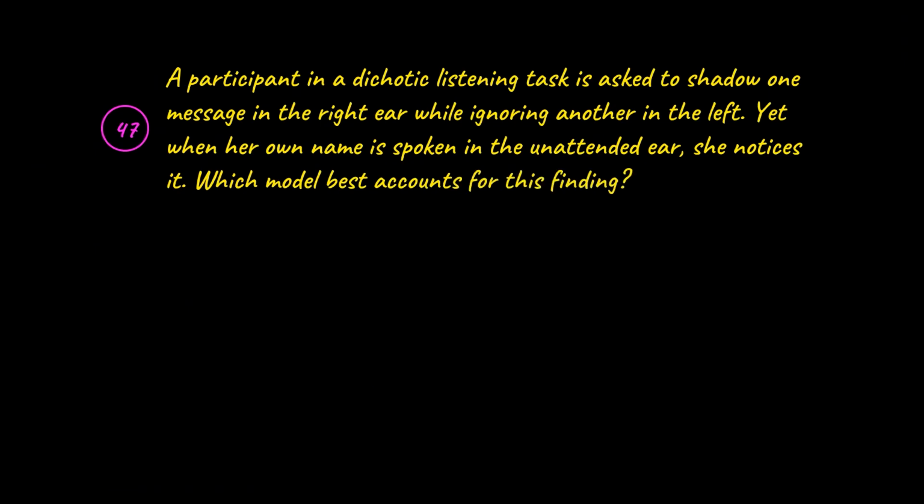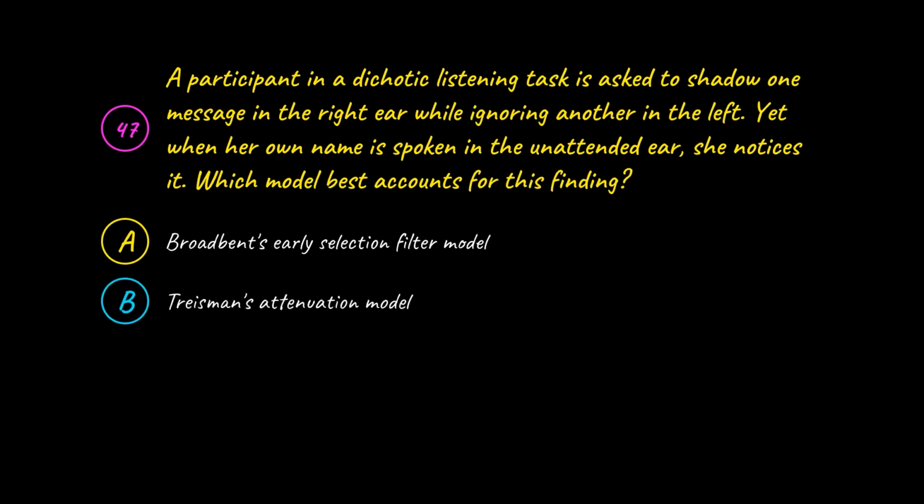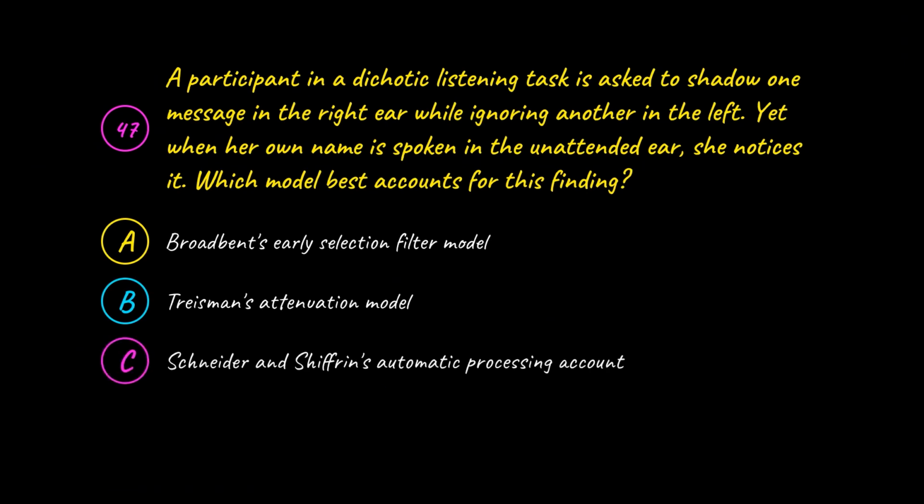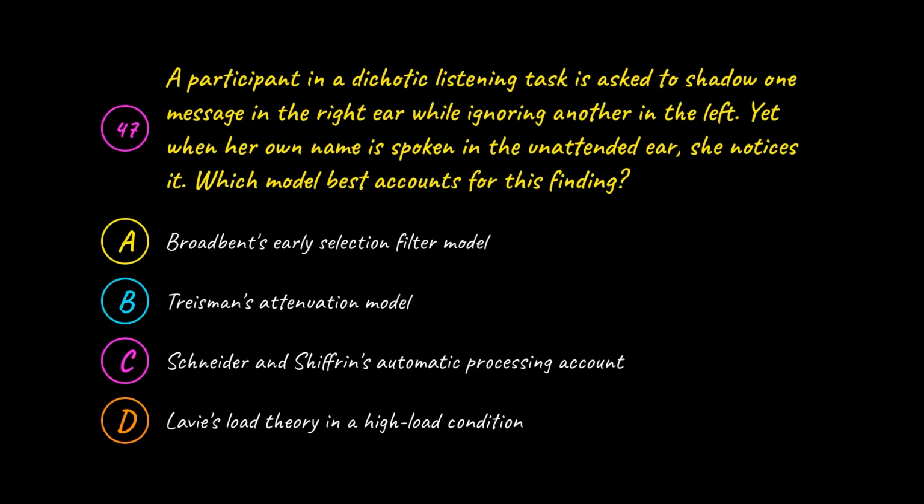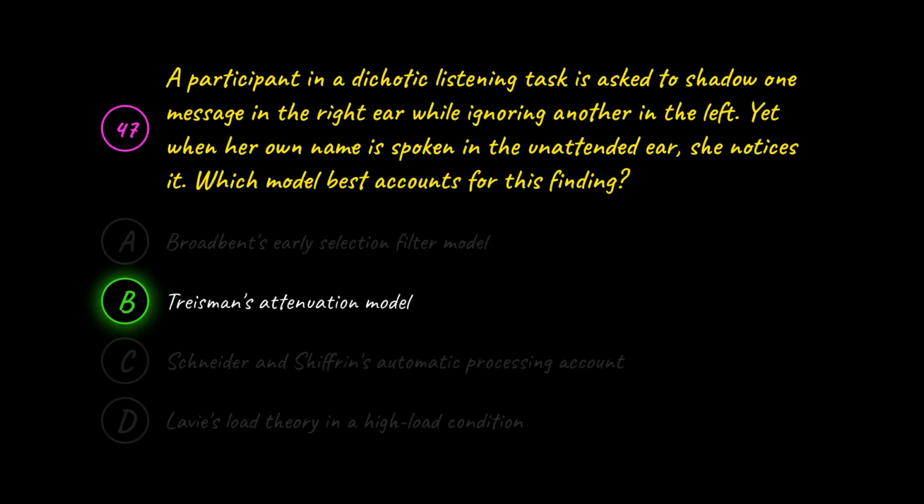Your options are A. Broadbent's early selection filter model, B. Treisman's attenuation model, C. Schneider and Shiffrin's automatic processing account, D. Lavie's load theory in a high load condition. Don't overthink it. Which one feels right? The correct answer is B.